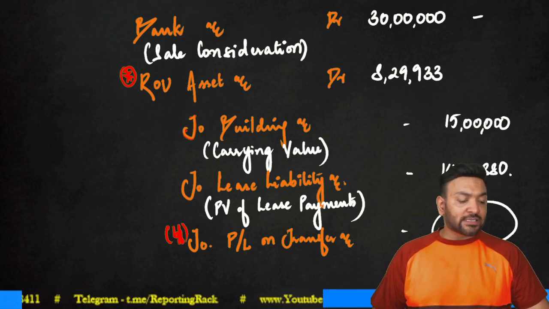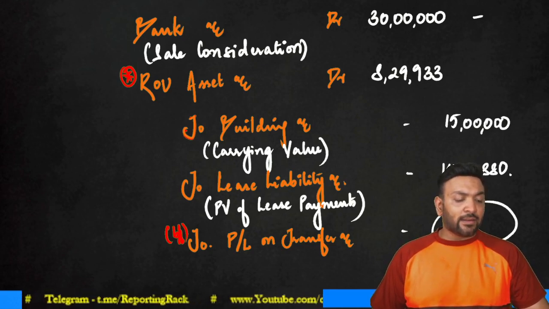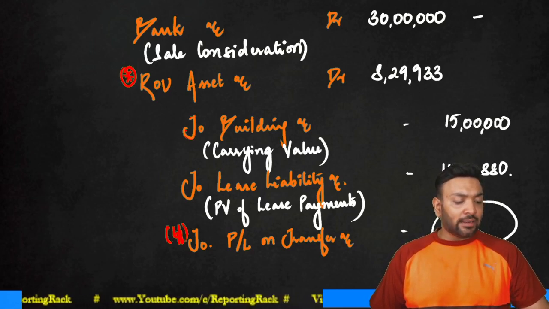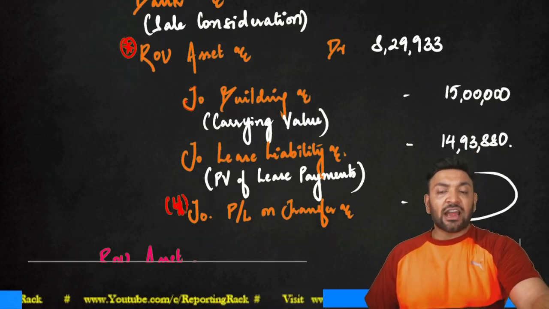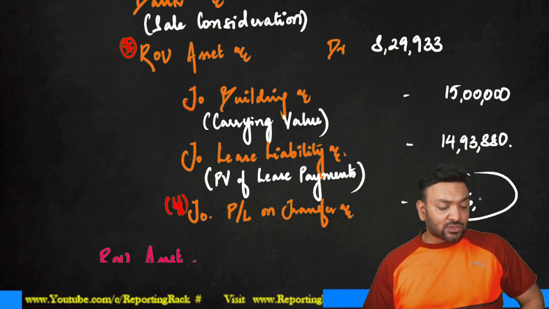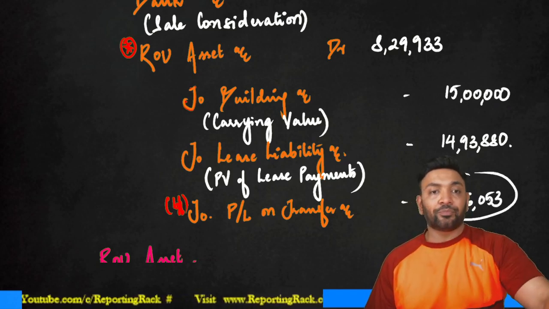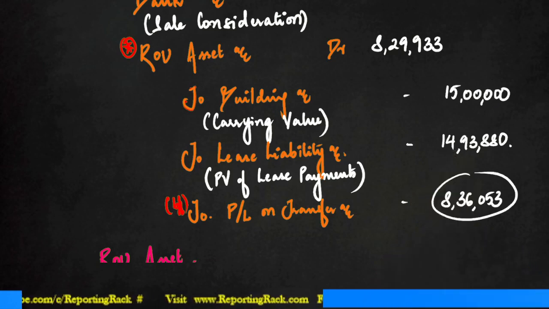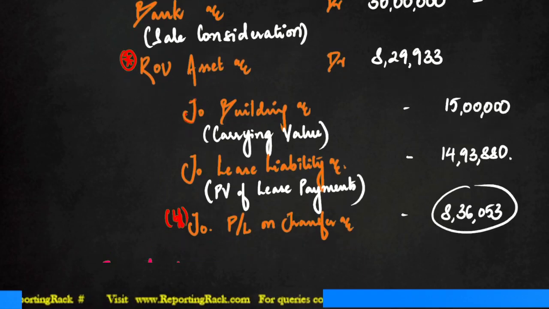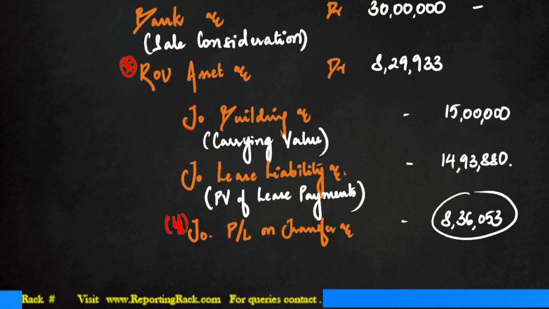30 lakhs plus 8,29,933 minus 15 lakhs plus 14,93,880. The profit which I have to recognize on the transaction from sale is 8,36,053. Check the entry once. I hope my computations are right. Any mistake in computation, please let me know.